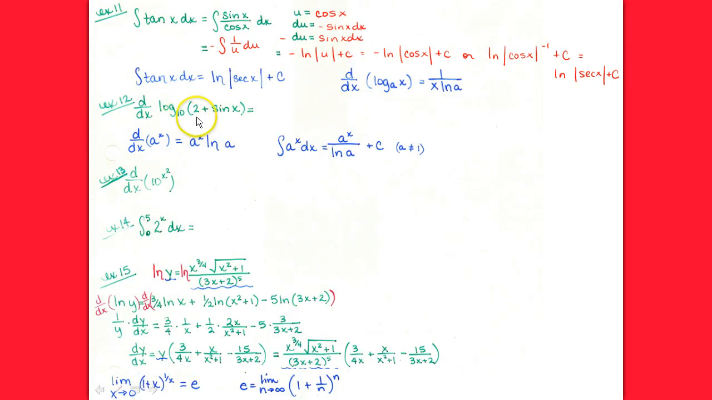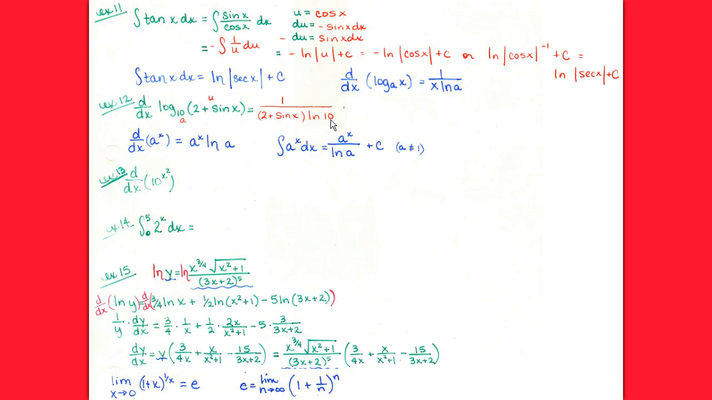All right, so if we let our 2 plus sine x be u, then we can go through and say this is a and this is u. So it's just an issue of following our formula. We said for chain rule it would be 1 over u ln a times the derivative of u. So let's do that. 1 over u ln a. And then we need to multiply by the derivative of u.